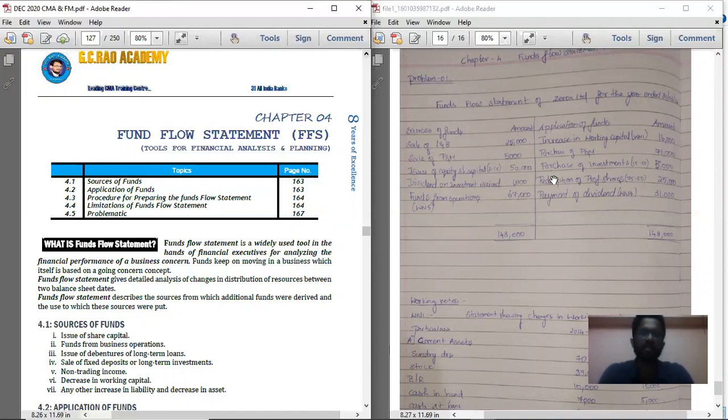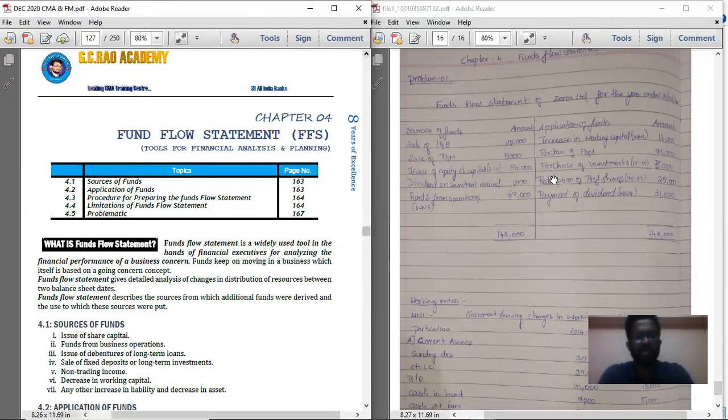Basically, funds keep moving in the business. See how funds keep moving in the business. You will purchase assets, you will sell assets, you will increase your working capital, or there will be some profits. Profit is nothing but fund flow. There is incoming of cash or incoming of funds. So this movement of funds in the business is analyzed in the fund flow statement.